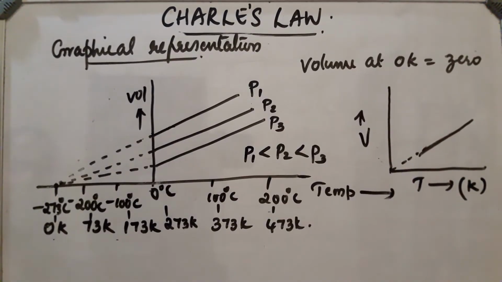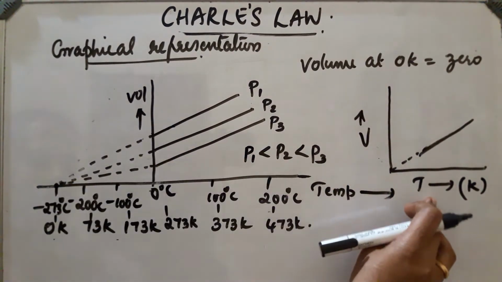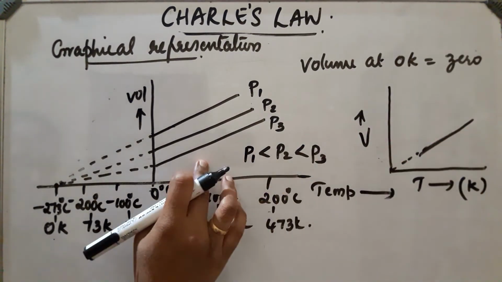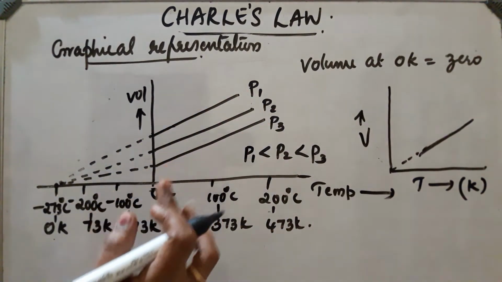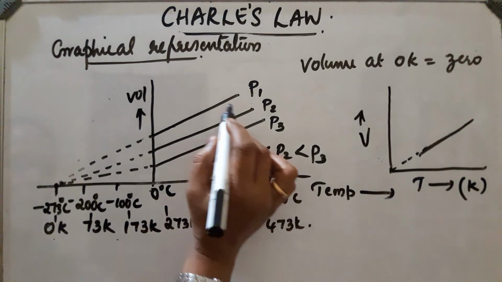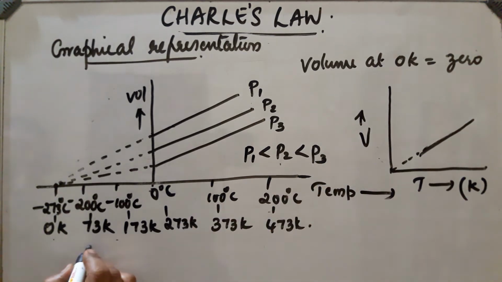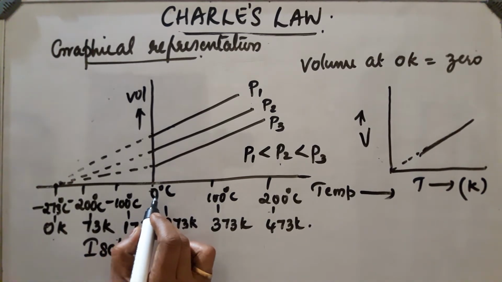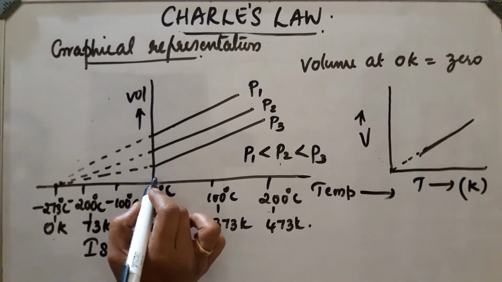This is the graphical representation of Charles' law, the temperature versus volume graph. The temperature is taken in Kelvin only. At different constant pressures, we get different curves. Here, pressure P1 is less than P2, which is less than P3. These curves are called isobars. This is the volume V0 at 0 degrees Celsius or 273 Kelvin.